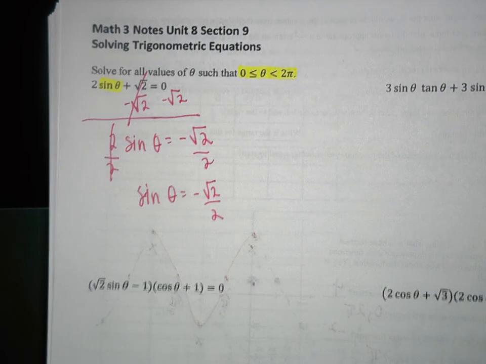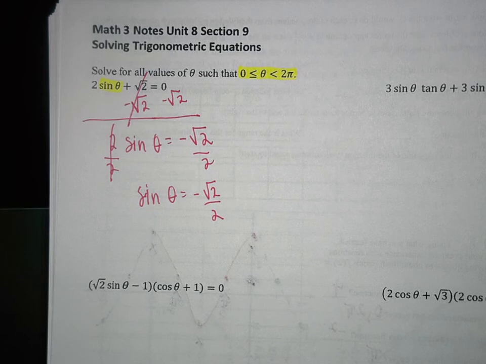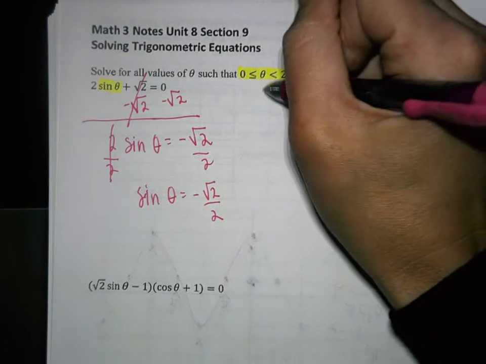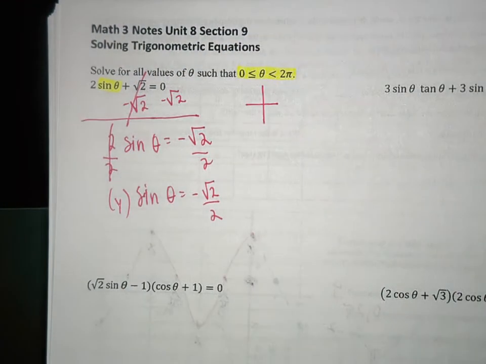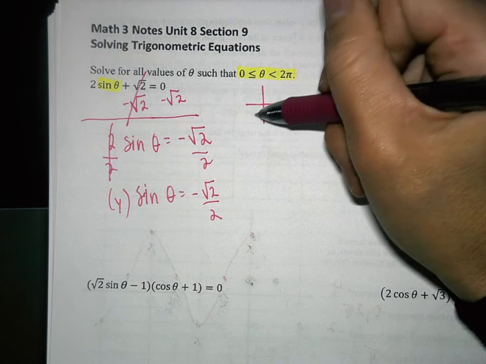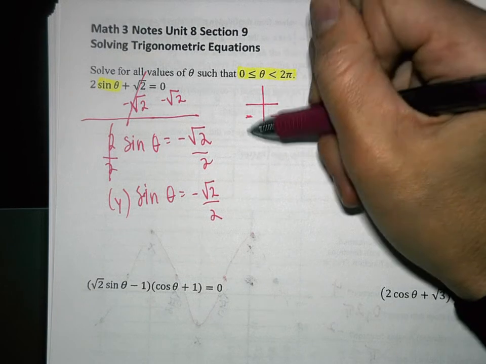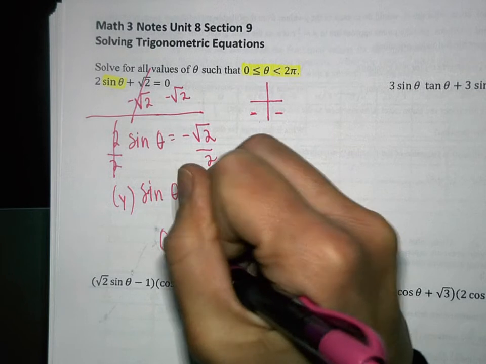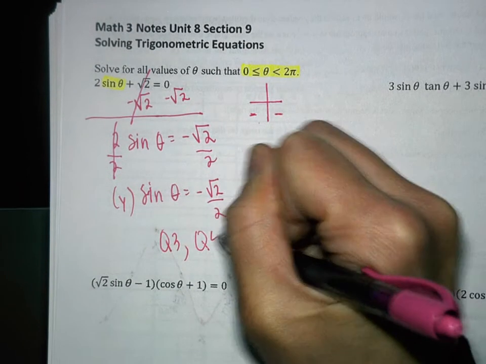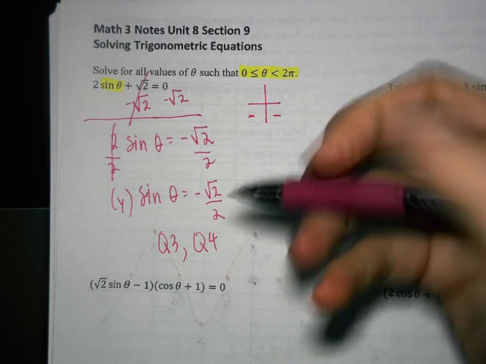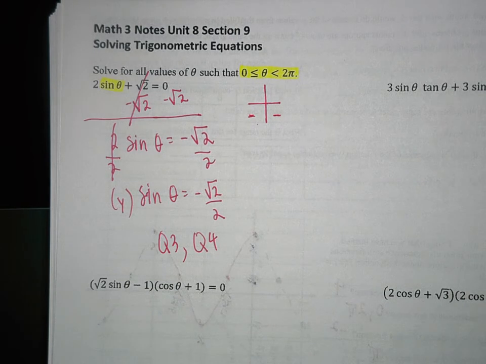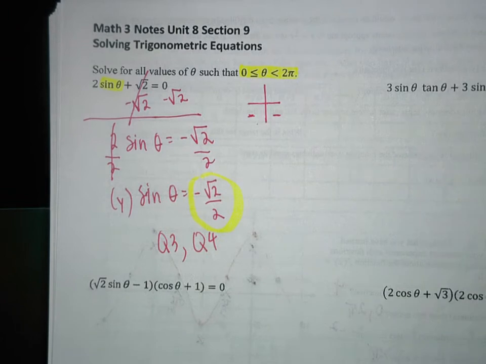So the first thing that we need to think about, though, is where is sine negative? If we're looking at our coordinate plane, sine is dealing with our y values. And so y's are negative in quadrants 3 and 4. Okay? So the answer that I'm going to be looking for is in quadrants 3 and 4. And so we are looking for the y value of negative root 2 over 2 in quadrants 3 and 4.